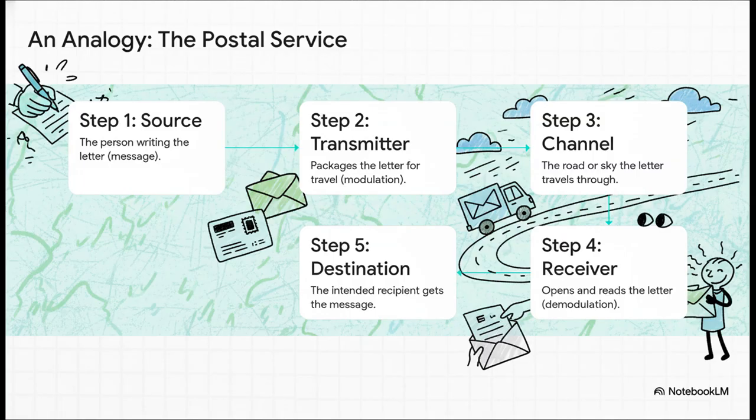First, you write a letter, that's your source. Then you put it in an envelope and address it, that's the transmitter's job. It travels in a mail truck, dealing with roads and traffic, that's the channel. The person on the other end opens it up, that's the receiver. And finally, they read your message, the destination. This simple 5-step idea is the secret key to everything we're about to talk about.